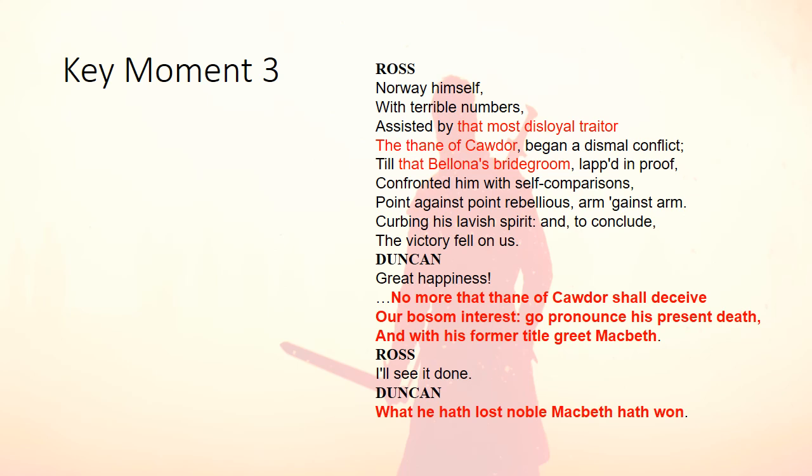And here we see, again, a side to Duncan that suggests he is very decisive. His first reaction to being told about the Thane of Cawdor is to have him executed. "Go pronounce his present death." There's no detail, no depth, no debate about it, no speech about it. He decides that, and he decides immediately to give that title to Macbeth.